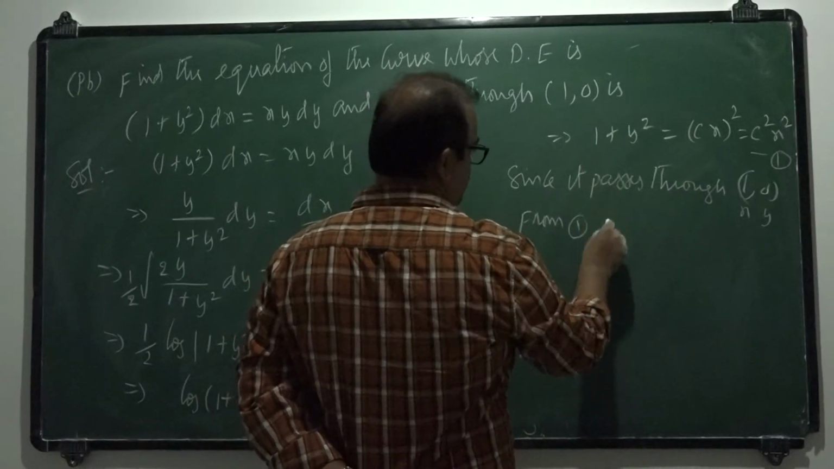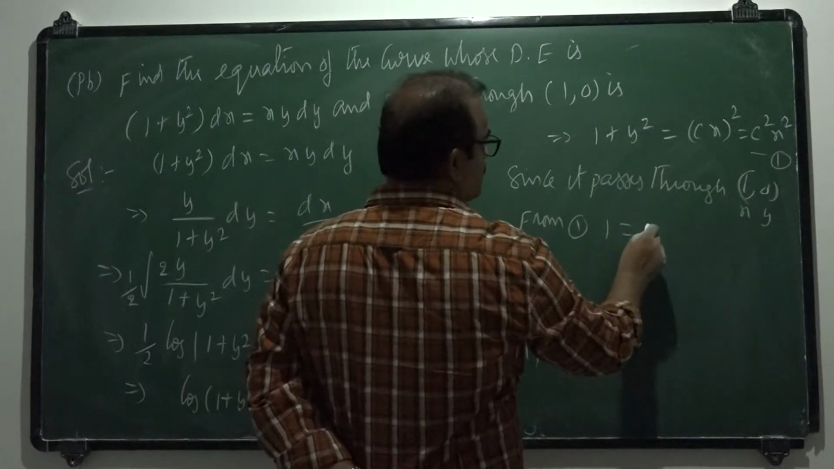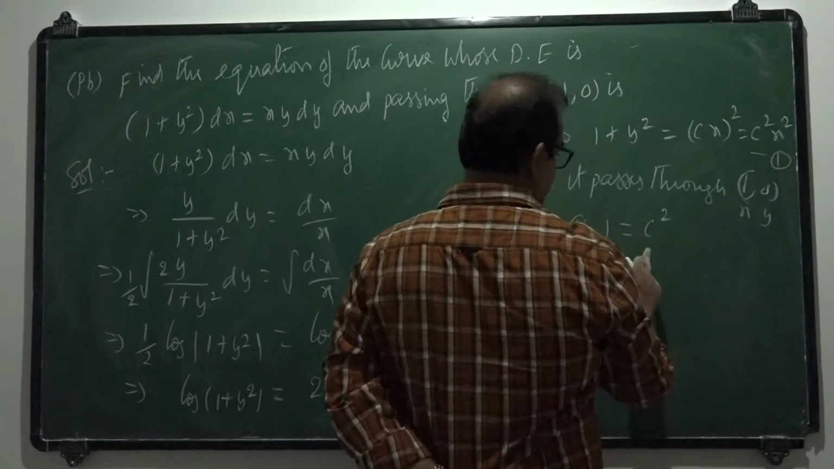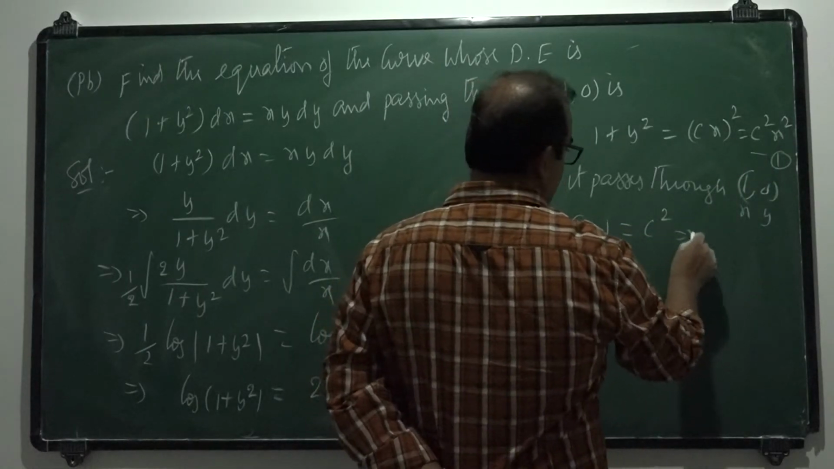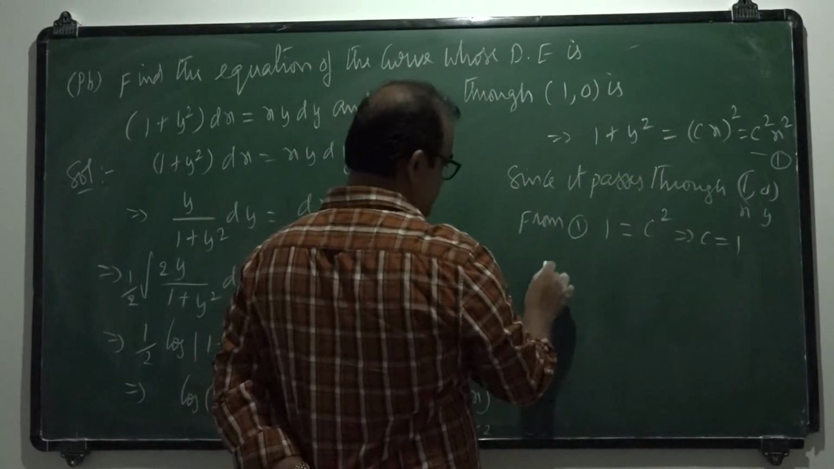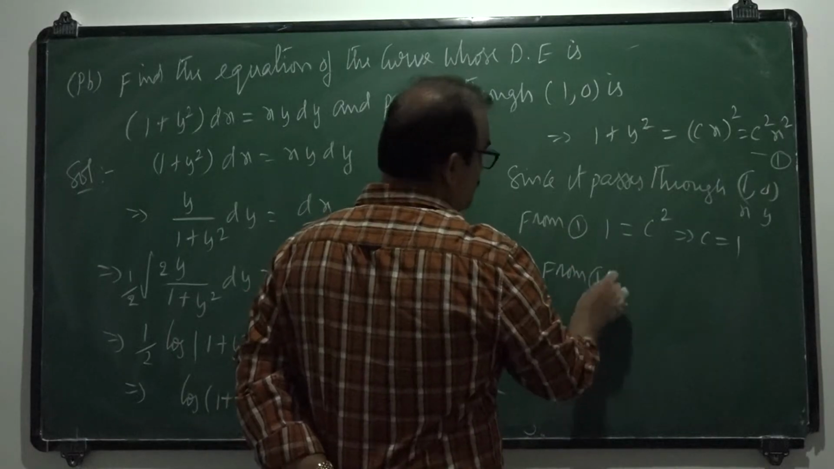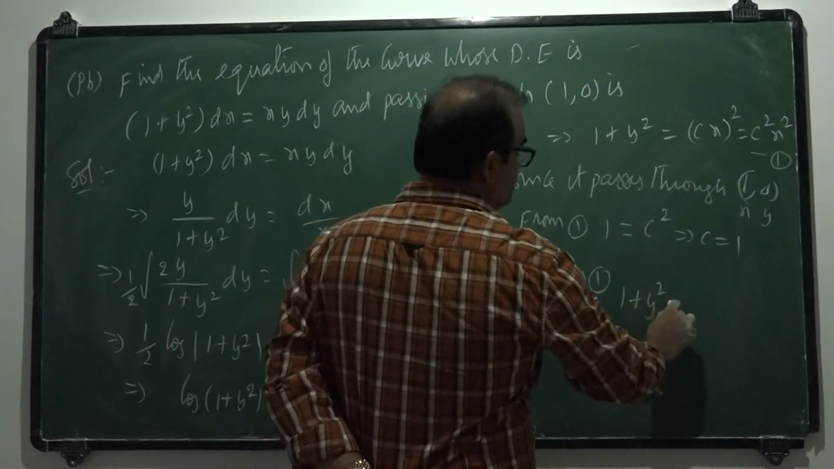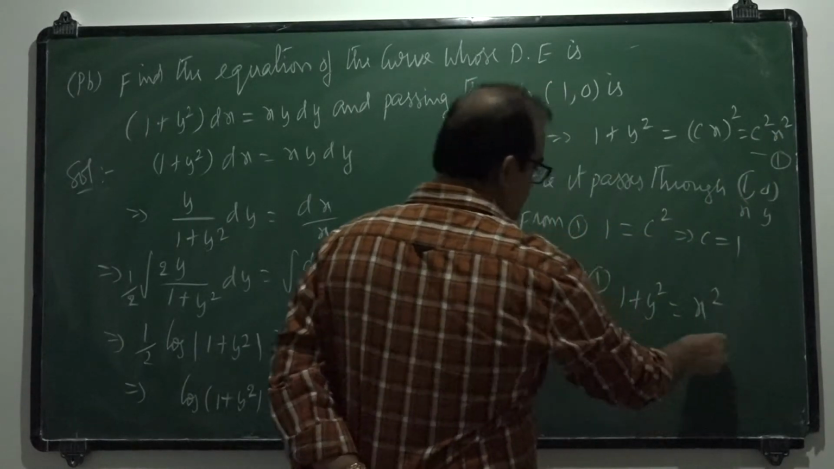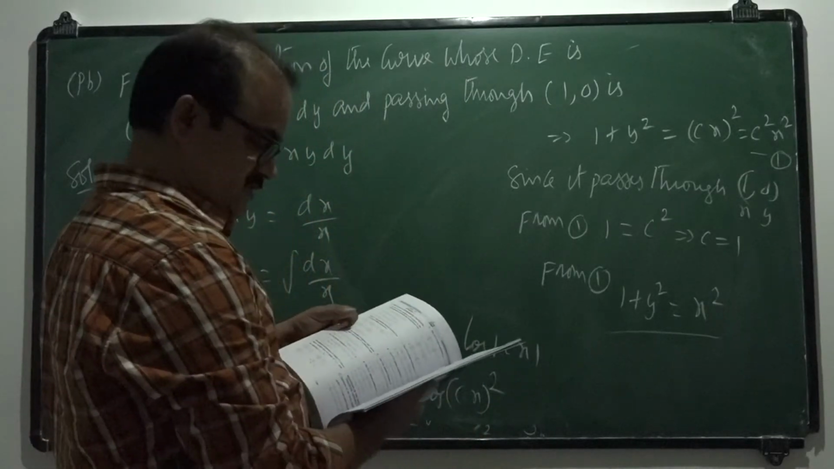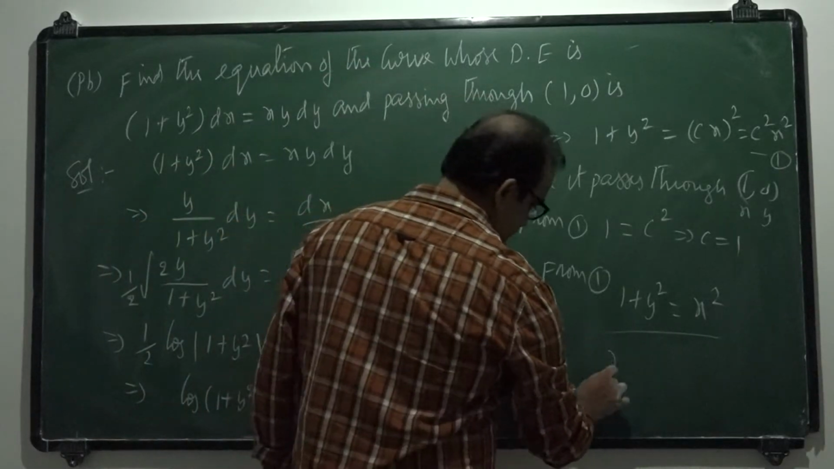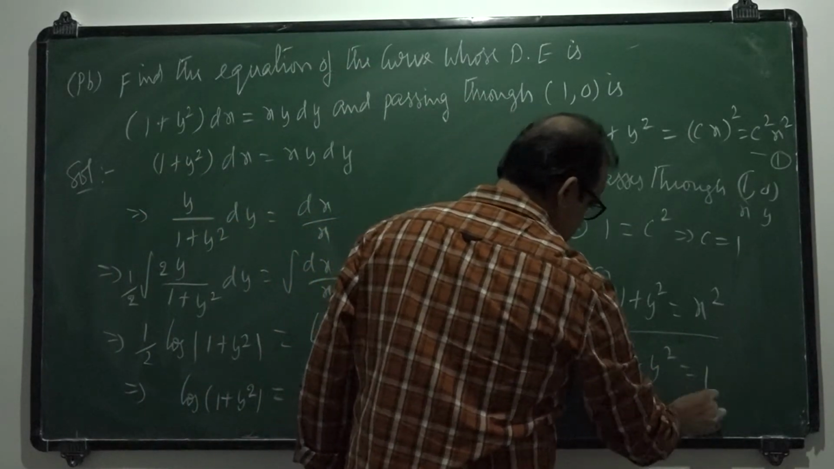In equation 1, 1 plus y value 0 is equal to c square into x square. X is 1, x square is also 1, c square is equal to 1, so c is 1. You substitute the c value in equation 1. 1 plus y square is equal to c square, which is 1, into x square. That is the solution. Or write it as x square minus y square is equal to 1.